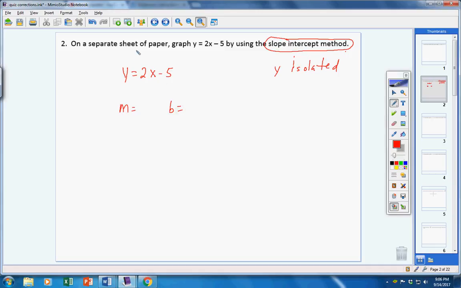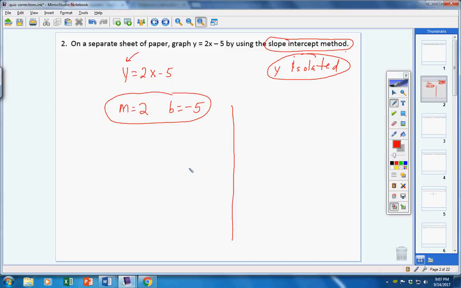Now, once y is all by itself, the number that is with the x, or in other words, the coefficient of the x, is always your slope, okay? The constant term that has no variable with it is always your y-intercept, okay? So step 1, Andy, get y by itself. That was already done. Step 2, write down your slope and your y-intercept. Step 3, graph the line.